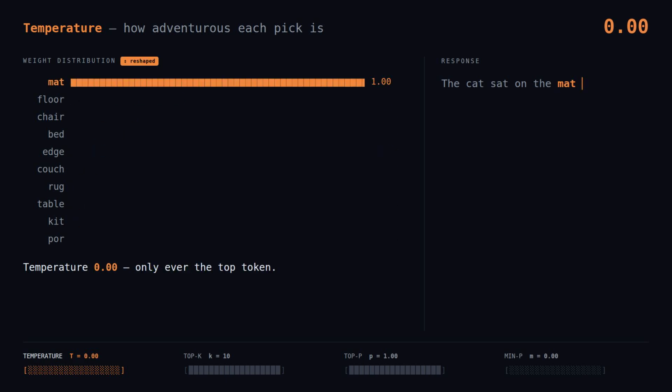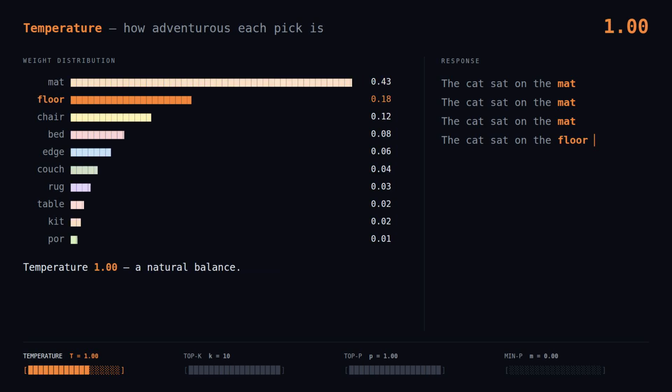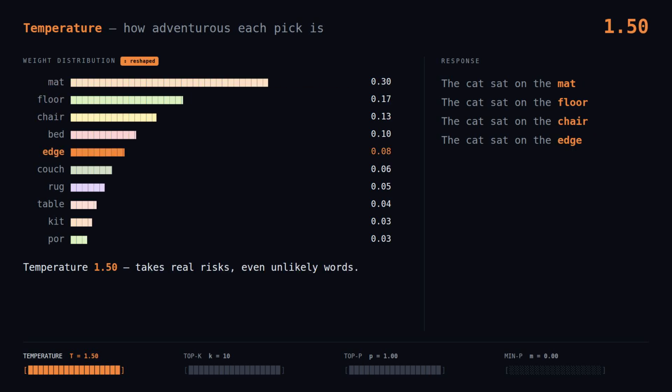At 0, it always grabs the single most likely token. That's what's called greedy decoding. The cat sat on the mat every single time. Turn it up to 1, and you get the model's natural balance. Sometimes the mat, sometimes the floor, sometimes the chair. Push it all the way to 1.5, and even unlikely words get a real shot. So, keep it low when you want consistency, like code. Turn it up when you want variety, like creative writing.